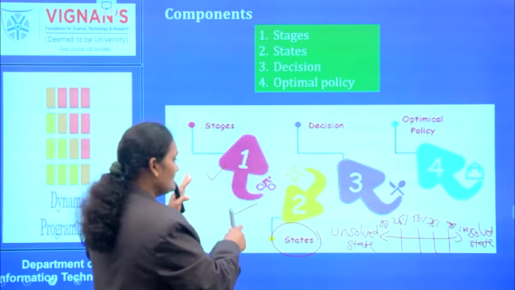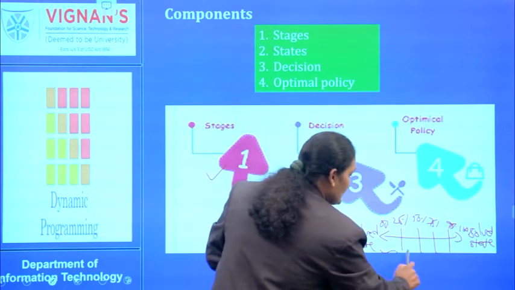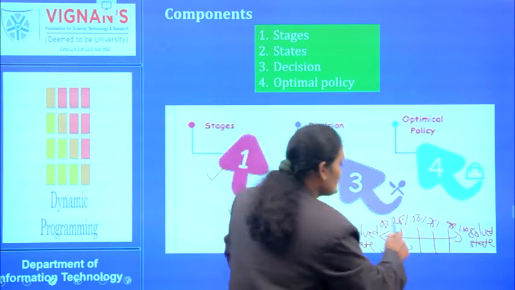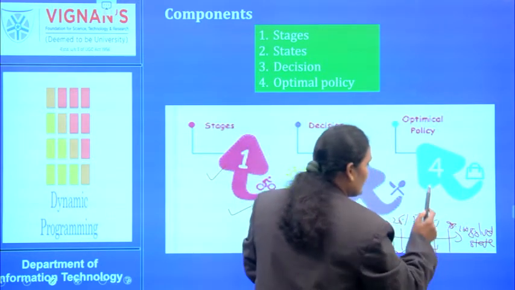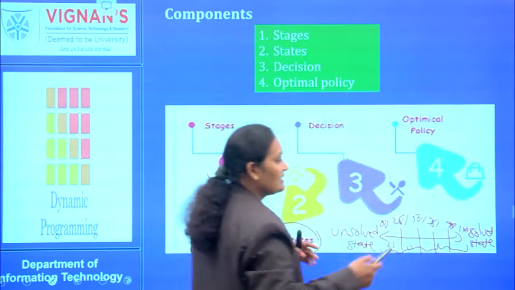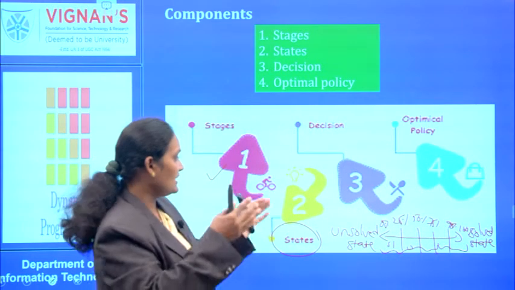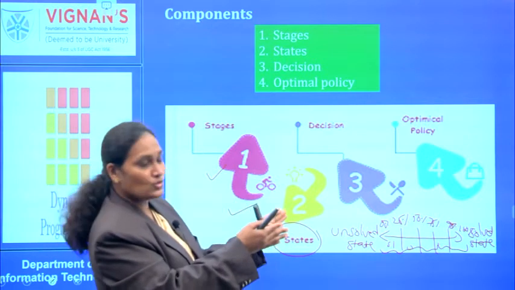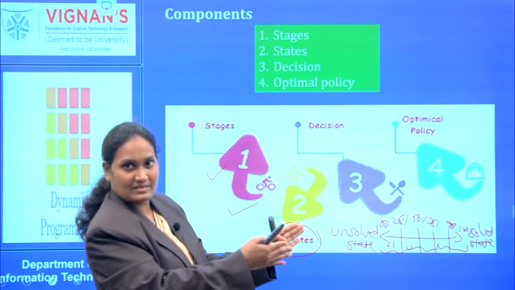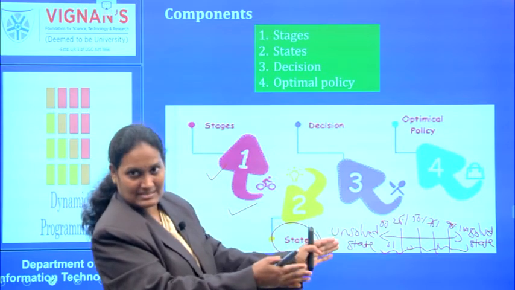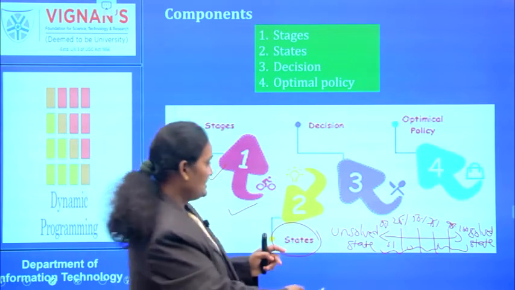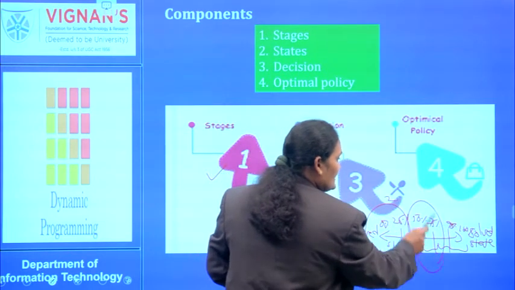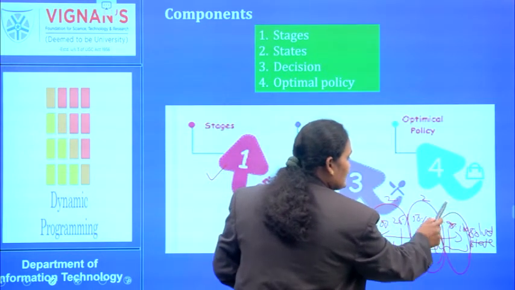In stage 1, the problem comes from 0 to 25%. In stage 2, it comes to 75%. In stage 3, it comes to 100%. Stage 1 contains 2 levels, 0% and 25%. Stage 2 contains 2 levels, 50% and 75%. Stage 3 contains 2 states, 90% and 100%. Here, stage 1 contains 2 states, stage 2 contains 2 states, stage 3 contains again 2 states.